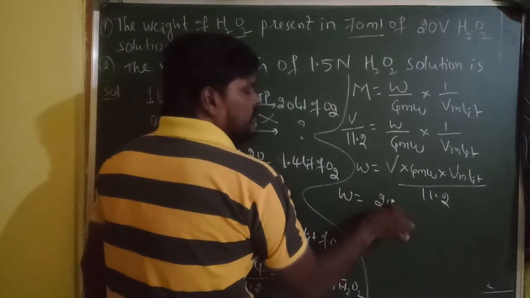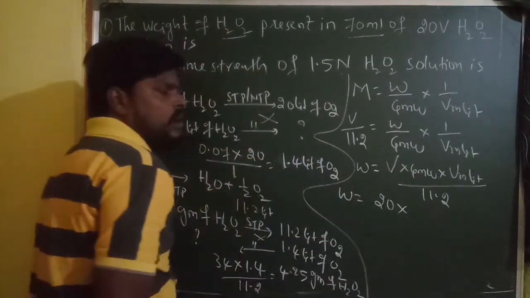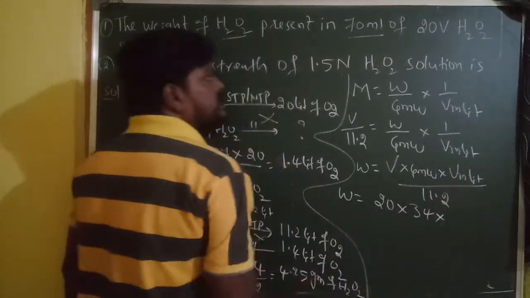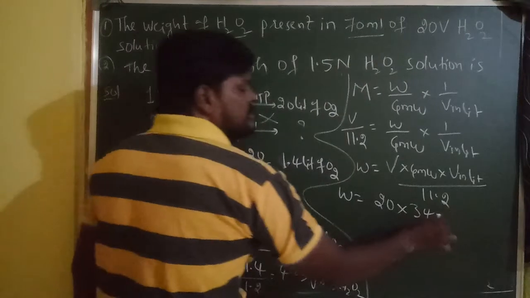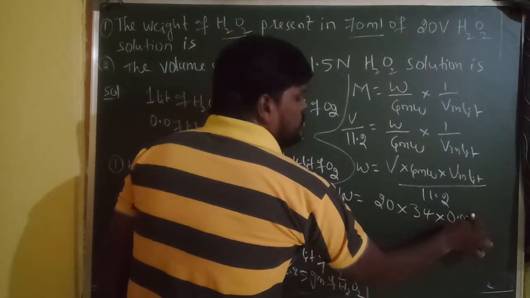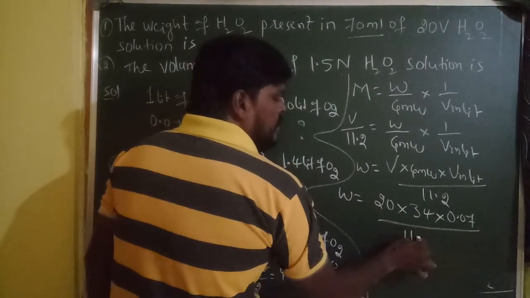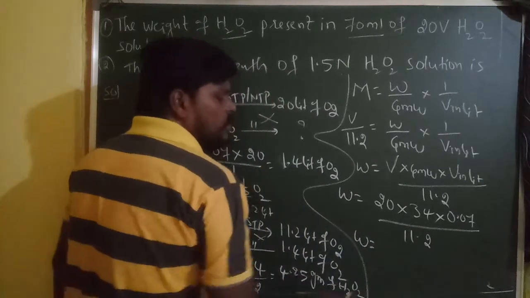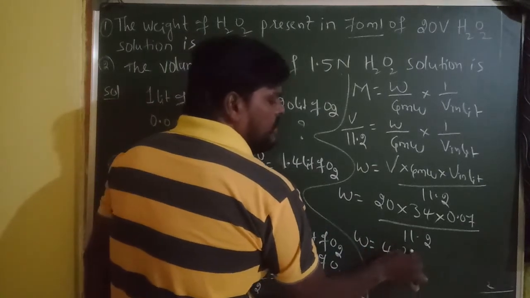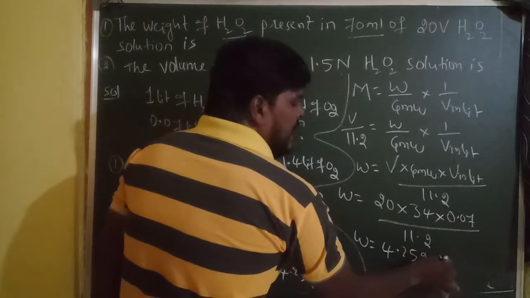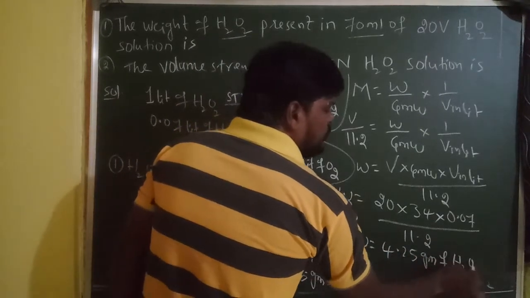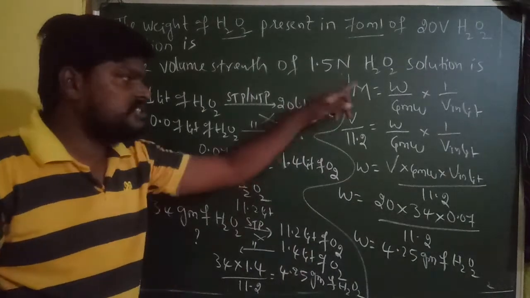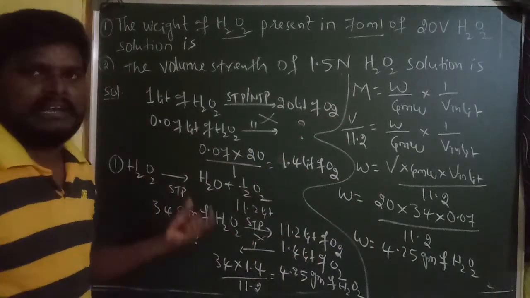20 into the gram molecular weight of H2O2, which is 34, into V in liters, 70 ml converted into liters, 0.07 liters, by 11.2. So then the weight is equal to how much? 4.25 grams of H2O2, right? So this is the shortcut method and the other is the classical method.